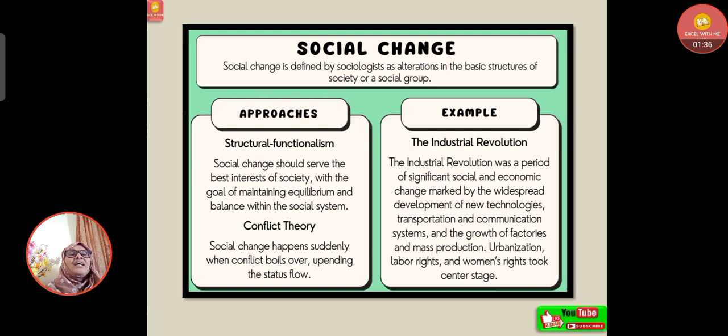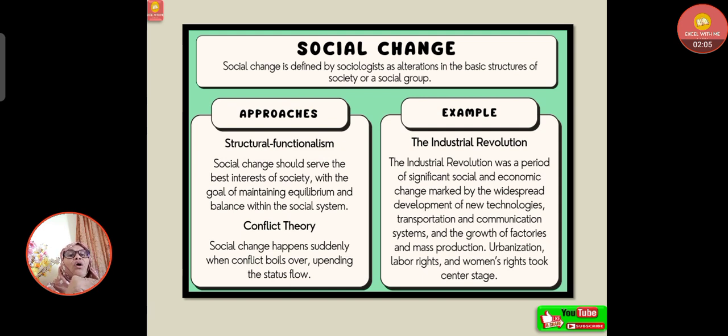Now, what exactly is social change? Social change is defined by sociologists as alterations in the basic structure of society or a social group. Now, what are the approaches to this social change? Structural functionalism. That means social change should serve the best interests of society with the goal of maintaining equilibrium and balance within the social system.